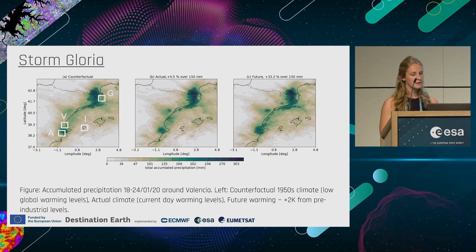And we conducted a similar analysis. So here we said, what was the increase that we saw in extreme precipitation, so accumulated precipitation over 150 millimeters, when we look between the 3 simulations. And in this case, covering the area that we can see here, we have around 4.5% increase from the counterfactual to the actual, and then an even greater 33% increase when we look into the future.